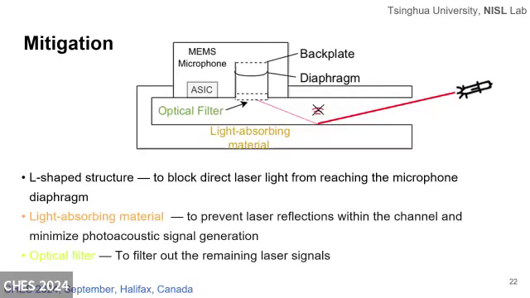Here come some mitigations. We propose that we should use an L-shaped structure and also light-absorbing materials and optical filters as well.